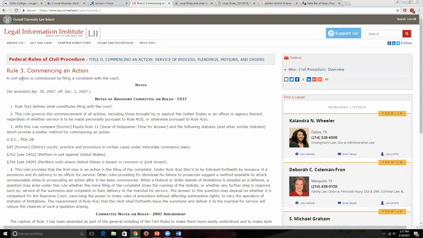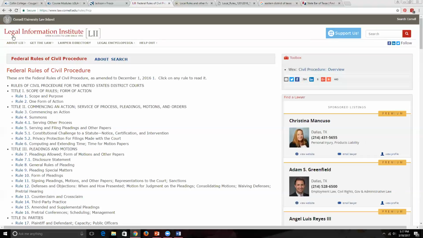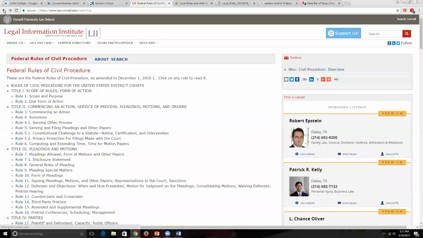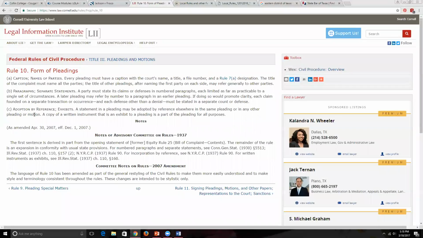Commencing an action, Rule 3: a civil action is commenced by filing a complaint with the court. And then we came down here, and these are the names of the documents that can be pleadings. We'll talk about motions at a later time. Let's go down to Rule 10, form of pleadings. And here we have some of the requirements. And here we've been talking about captions. Let's pause for a second and talk a little bit more about captions.